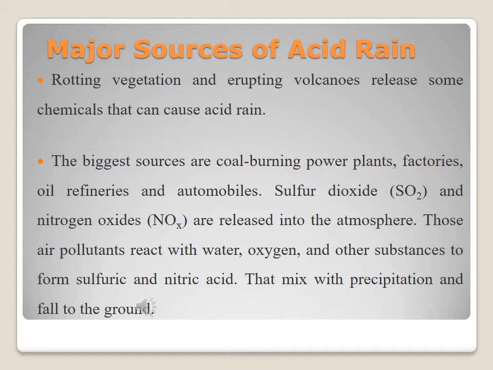Now let's see the causes of acid rain. Rotting vegetation and erupting volcanoes release some chemicals that can cause acid rain. The biggest sources are coal burning power plants, factories, oil refineries and automobiles. Sulfur dioxide and nitrogen oxides are released into the atmosphere. These air pollutants react with water, oxygen and other substances to form sulfuric acid and nitric acid that mix with precipitation and fall to the ground.